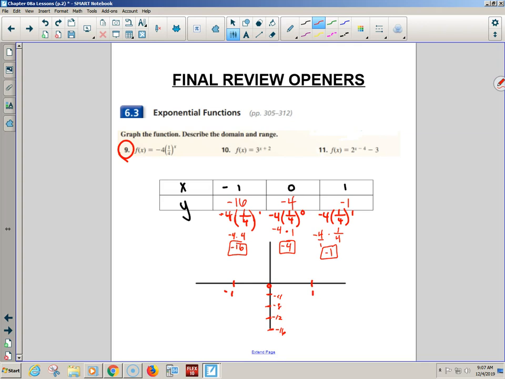My 4 somehow looks like an 11. I apologize. But I don't even need any positive values because all of them are negative. So I could graph this negative 16. There he is. I could graph this negative 4. There he is. And then I would have to estimate on the negative 1, but it would be way up higher than negative 4.